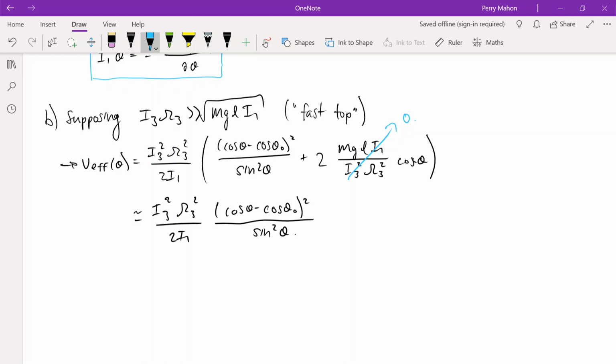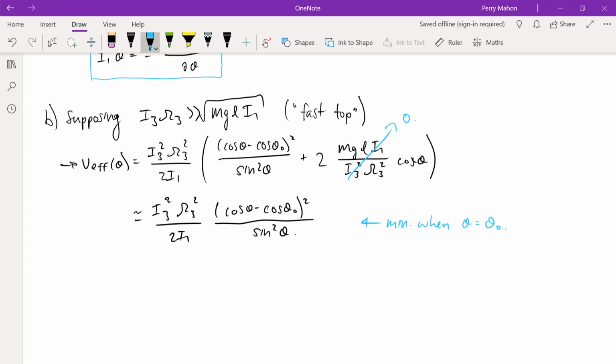And so it has a minimum when theta is equal to theta naught. This thing is always greater than or equal to 0, and it equals 0 when theta equals theta naught, mod 2 pi, but let's just say when theta is close to theta naught. So when theta equals theta naught, this is a minimum.